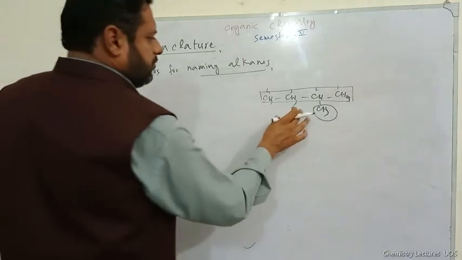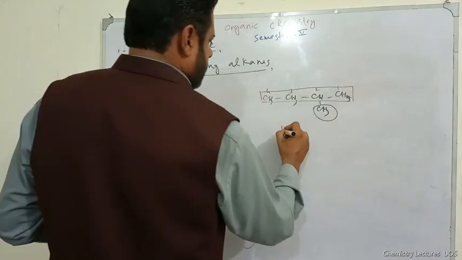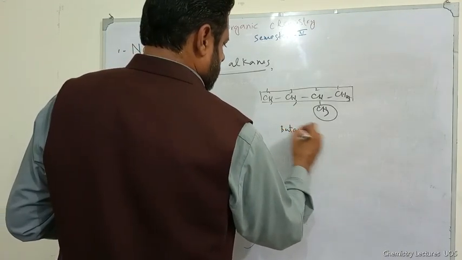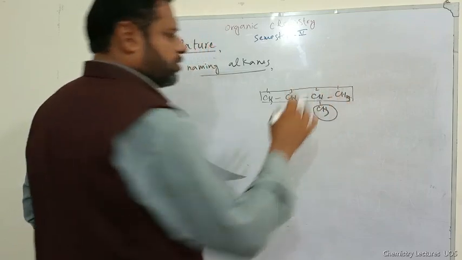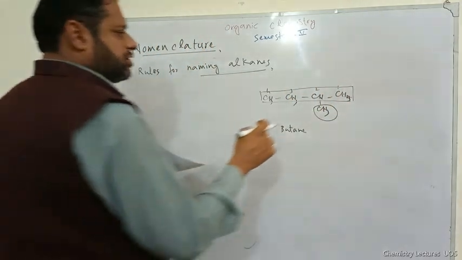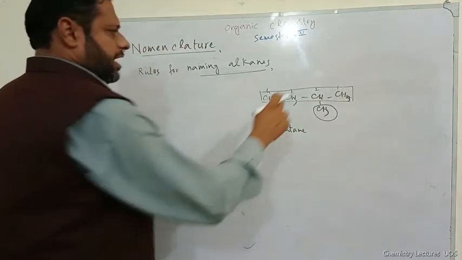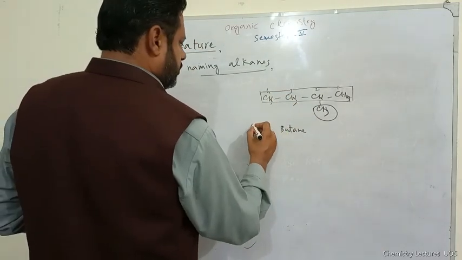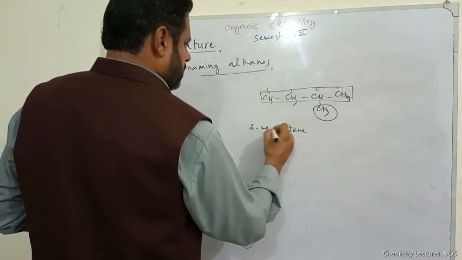The parent name of this compound will be butane, because it has 4 carbons in the chain. And on this chain, a methyl group is attached at the second position. So we will write before the name of butane, 2-methyl.